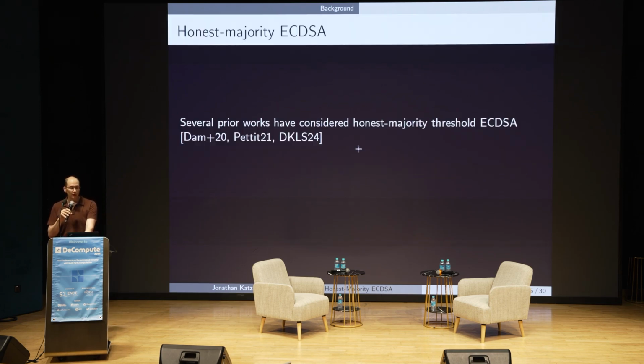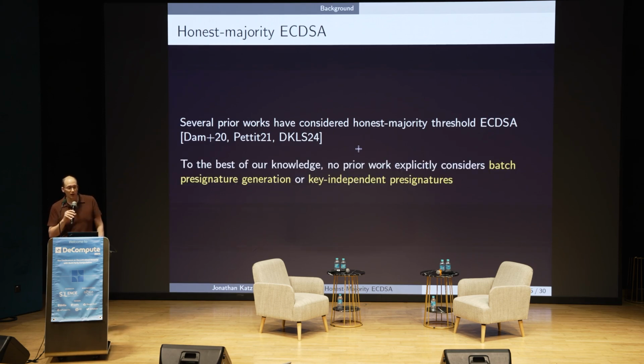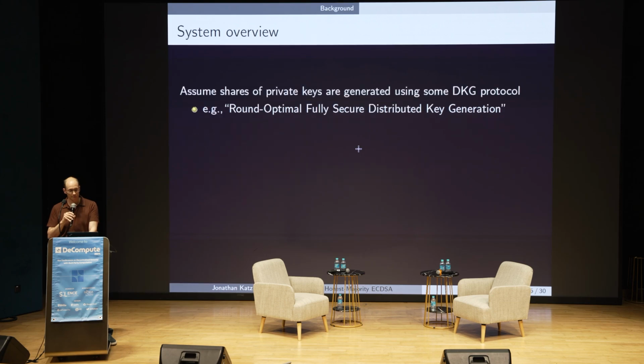So right, there are several prior works that have considered honest majority threshold ECDSA, but to the best of our knowledge, none of this prior work explicitly considers the setting where you have multiple users all sharing their keys among the same set of parties. As a result, none of them explicitly consider batch pre-signature generation, and in particular, batch pre-signature generation of key-independent pre-signatures. I'll talk in a minute about what key independence is and why that's important in our setting. Someone can correct me afterward if I'm mistaken here, but I have not seen anything prior that did this.